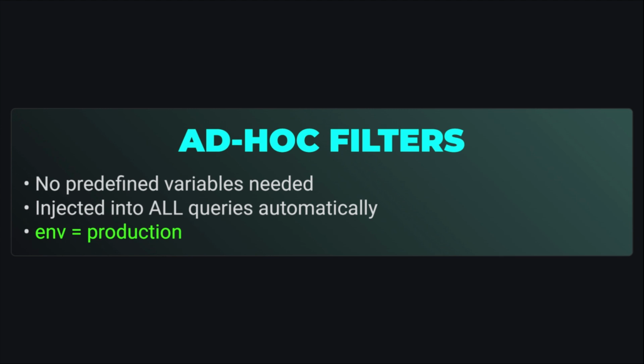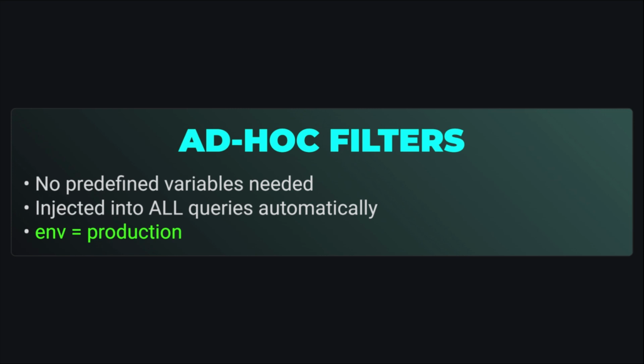Unlike standard variables, which are defined globally, ad hoc filters are applied directly to the data source and automatically propagate across all panels using that specific data source. To enable this feature, define an ad hoc variable and select the target data source. Grafana automatically discovers available keys, typically metric labels in Prometheus or column names in SQL.